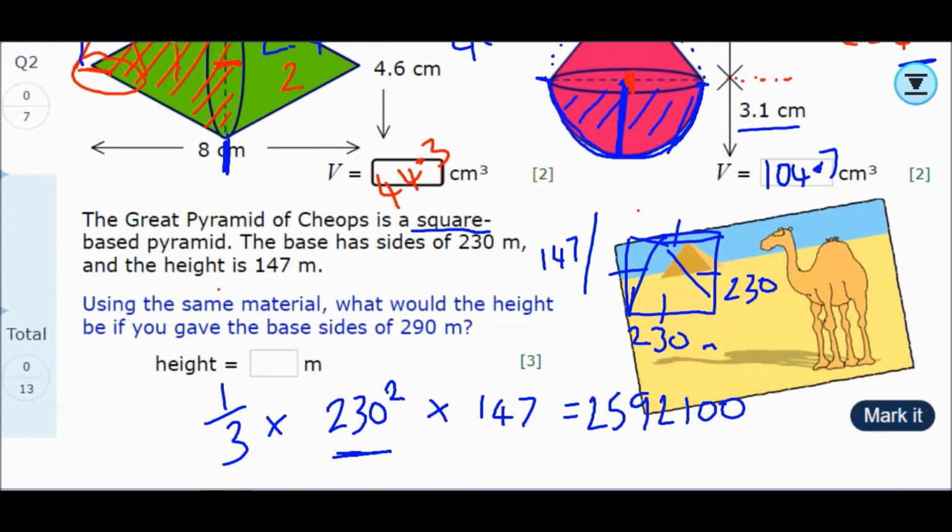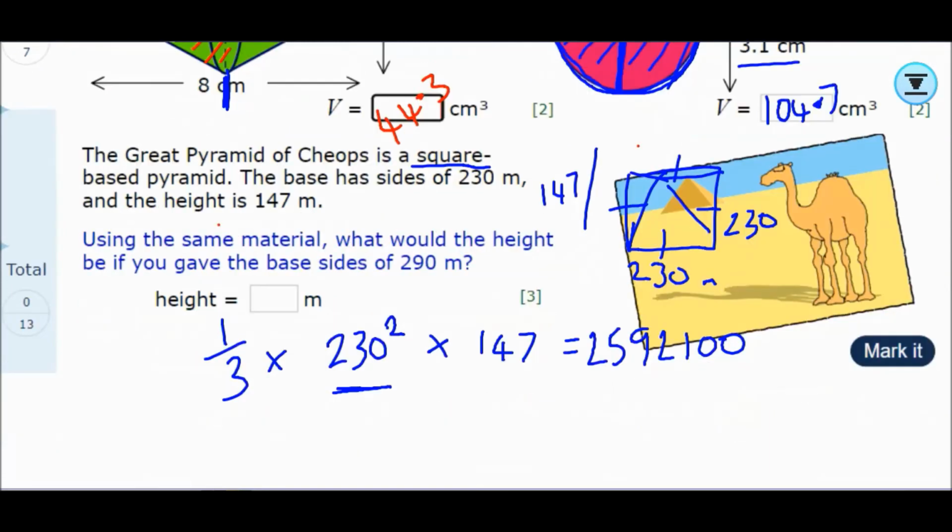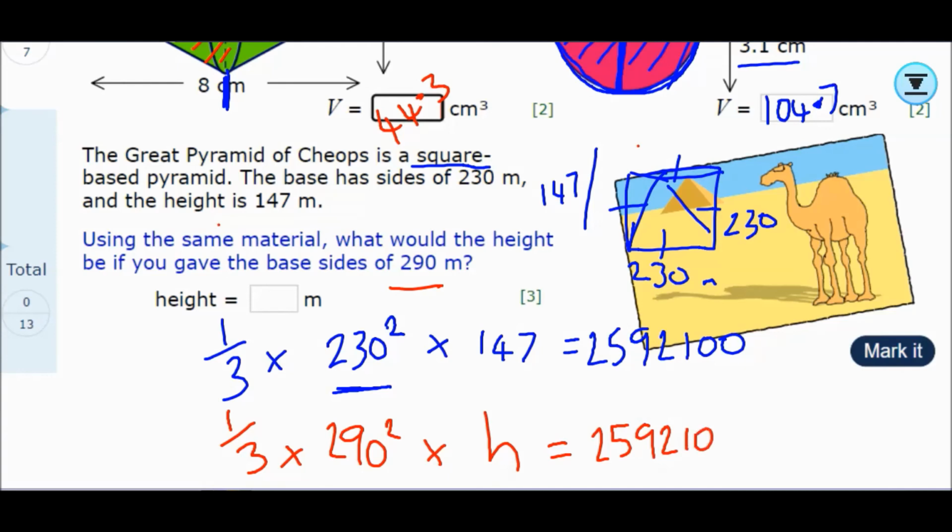Now again, they're assuming that you are a mind reader and understand what they want, which is quite annoying. We're going to put in what we know. We know 1/3 times, they're telling me the sides would be 290 squared, times, I don't know the height, but I do know that the same material is going to be used, the same amount. So it's turned into finding the value of h.